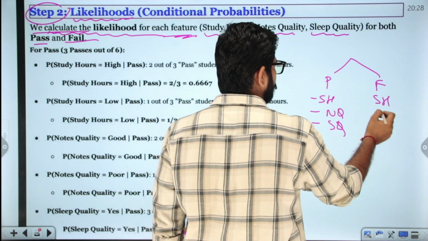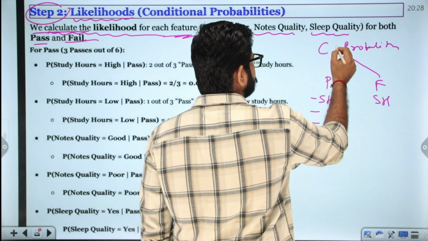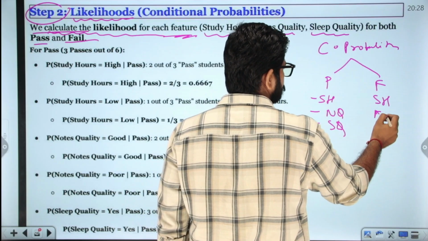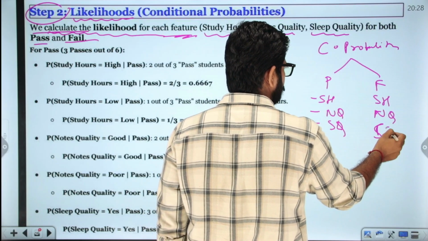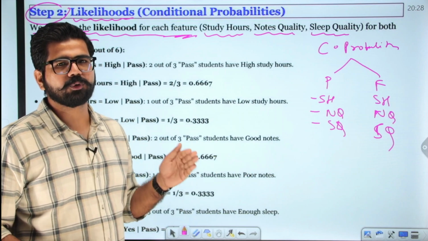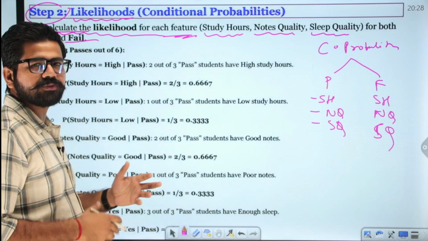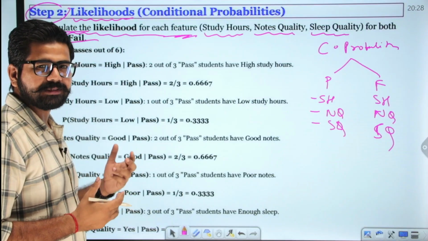So same, you need to find out the probability for... and which probability? Conditional probability for study hours, notes quality and sleep quality. All this work you need to do whenever you are solving a Naive Bayes problem, since it's a bit calculative problem. So the questions which will be asked in GATE definitely carry more marks.